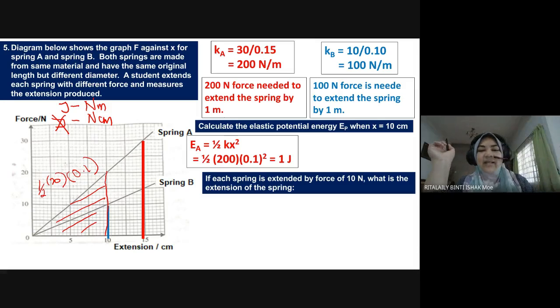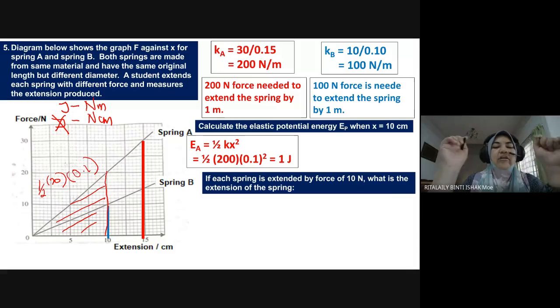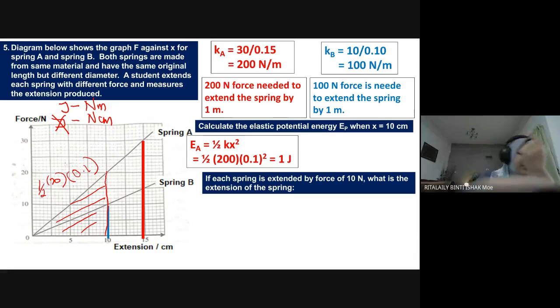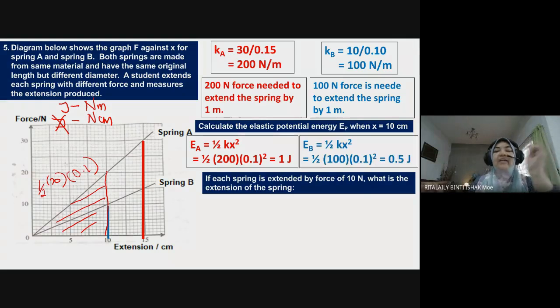Okay, so let's look at spring B. For 10 cm, what is the energy? Spring B, 0.5 joule. Okay, very good. Okay, can? Yes, 0.5 joule.